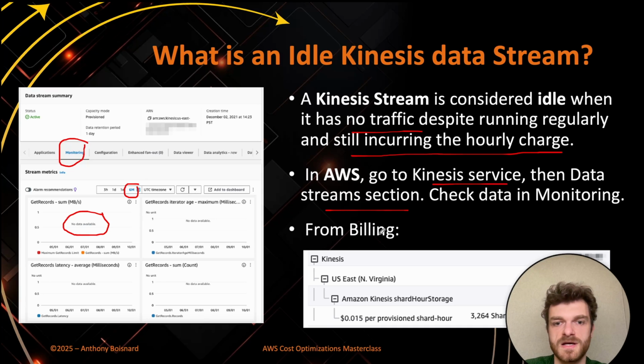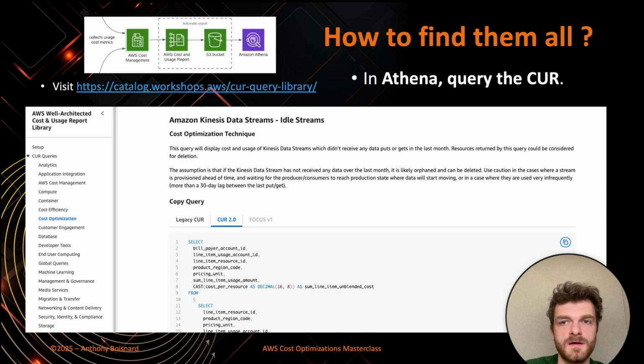You can also check it from billing. So in the bills, if you click on Kinesis and your region, and if you only have one line, it means you are only being charged by the hour, so no traffic. To find them all, the only way is to use Athena by creating the CUR.